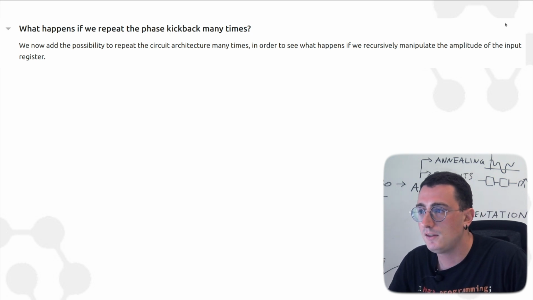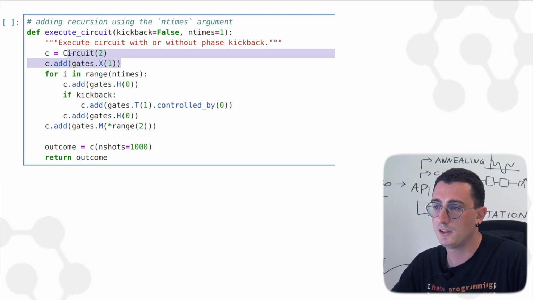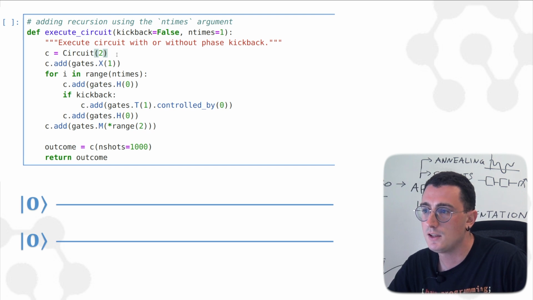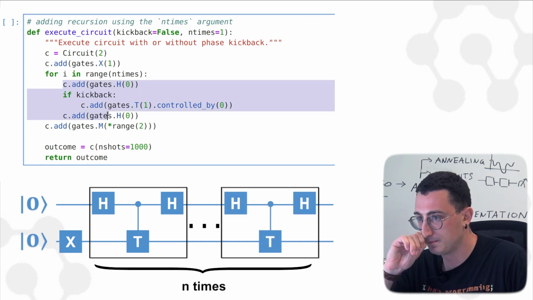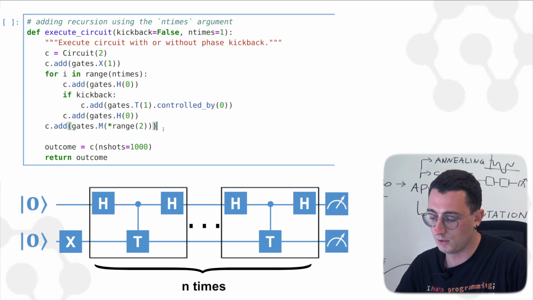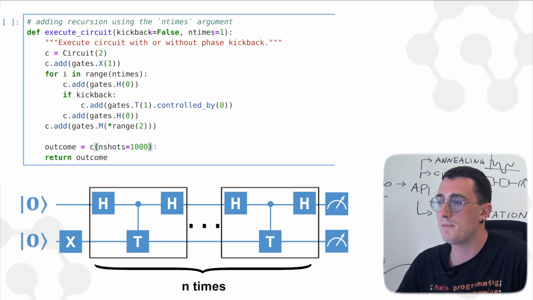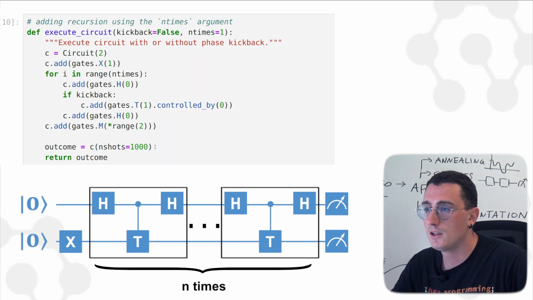And the way we implemented this is just to pass an extra argument to the execute circuit function, the n times argument. And then after you have prepared the state, as you can see from the first line here, you prepare the circuit into the 0,0 state, then you add an x gate to the ancilla, so you have 0,1, and then you loop over this n times, and you add the phase kickback trick, how many times you want. Finally, you add your measurement gates, and then you execute the circuit, and we basically do the same we were doing before. So now the execute circuit is modified.